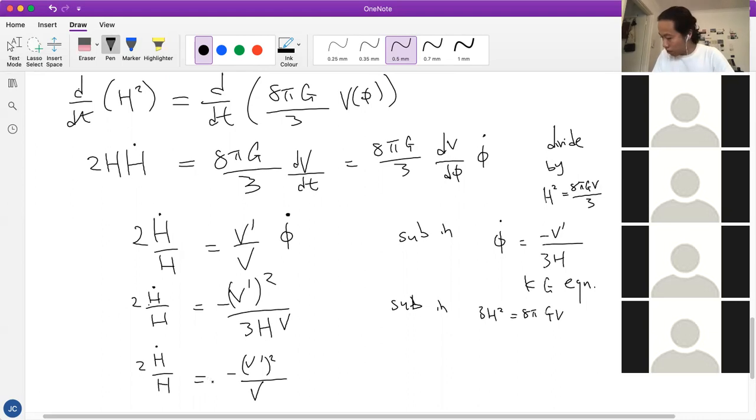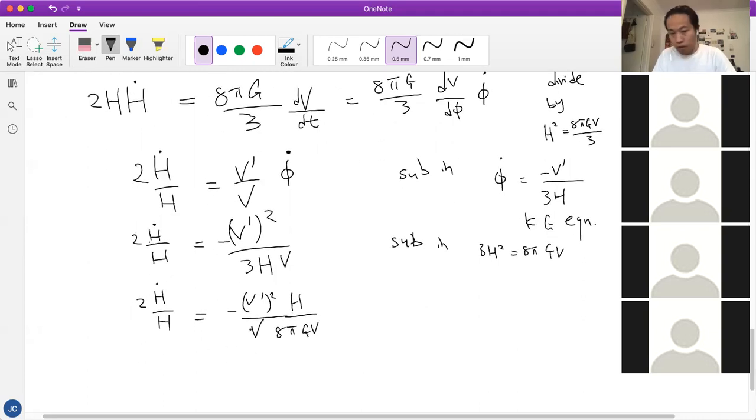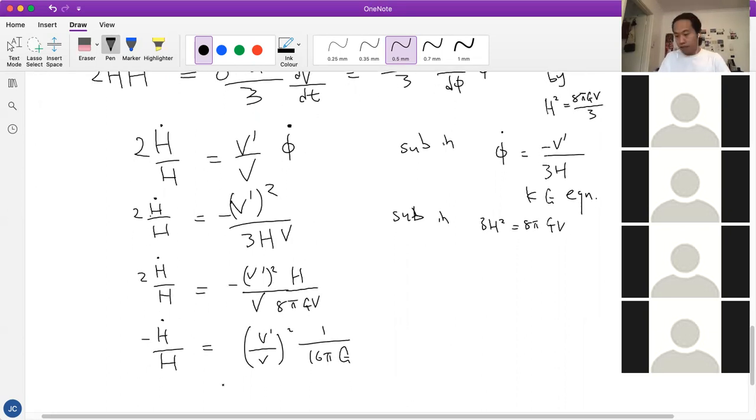And then where do my h's go? So this will be h on top, a pi g v. Okay, and then do some rearrangement. Take the h on the left-hand side, take the 2 to the right-hand side, and you get minus h dot on h is equal to v dash on v all squared 1 over 16 pi g. So this v goes in there and the whole thing becomes squared, and then this 2 comes down here. Okay, and that's it. And the left-hand side now is epsilon h, and the right-hand side is epsilon v.